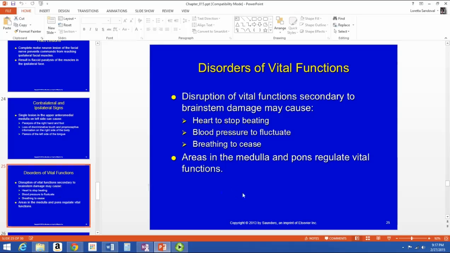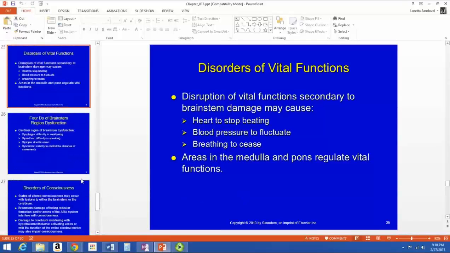So when you have a brainstem lesion that is causing disorders of your vital functions, it can cause your heart to stop beating, your blood pressure to fluctuate out of control, or your breathing to cease. There are areas in the medulla and the pons that regulate vital functions, and if those are affected, you could die. So it's a very important area of the brain.